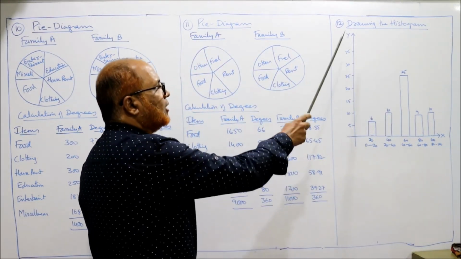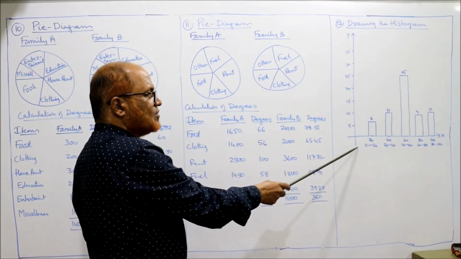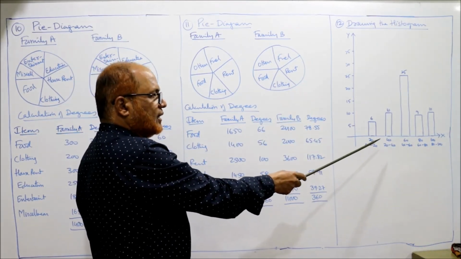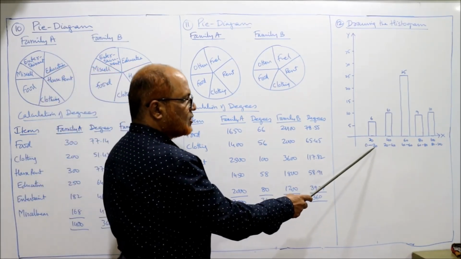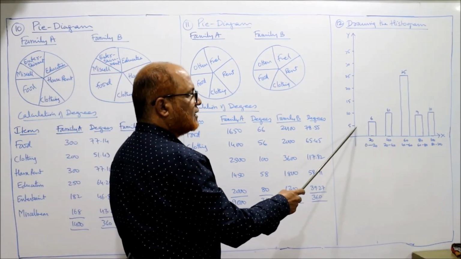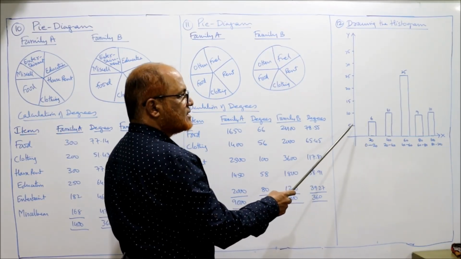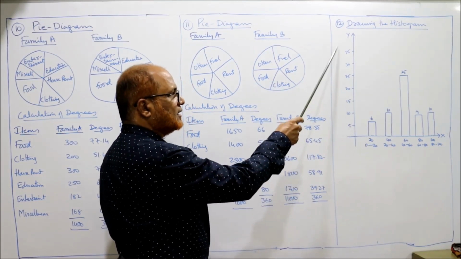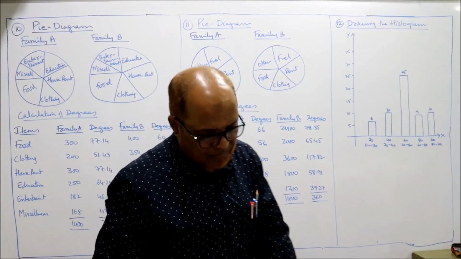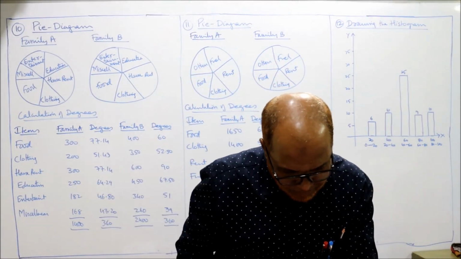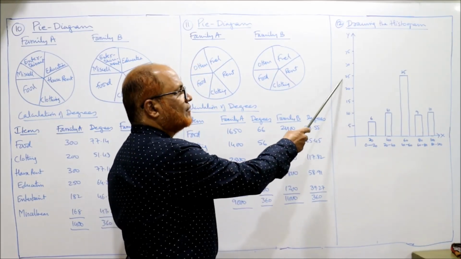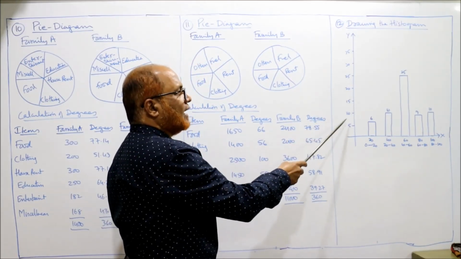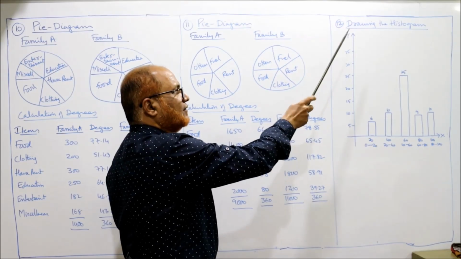See, drawing the histogram. On the x-axis we have taken the class intervals 0 to 20, 20 to 40, 40 to 60 like that. Now from the center of 0 to 20, we have to mark the frequencies. The frequencies we have taken are 5, 10, 15, 20 like that, because the highest frequency given in the problem is 25. Right? We have gone 5, 10, 15, 20, 25, 30, 35.